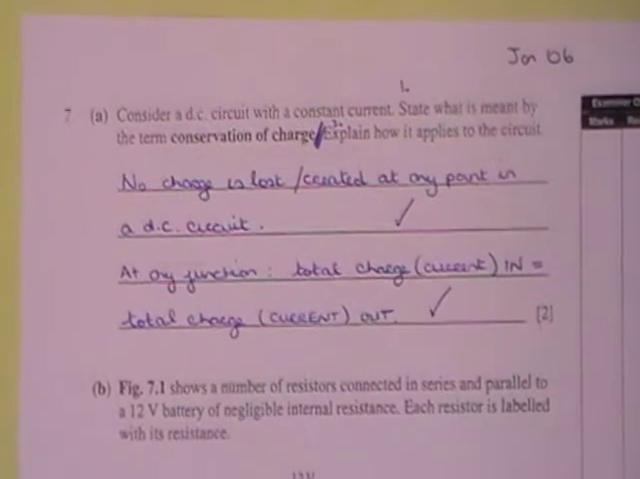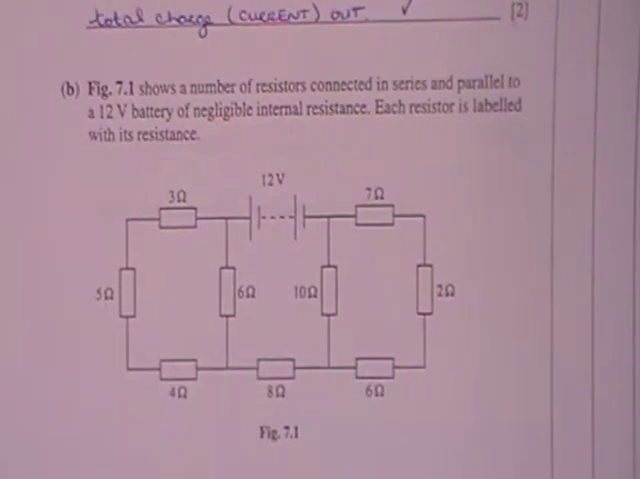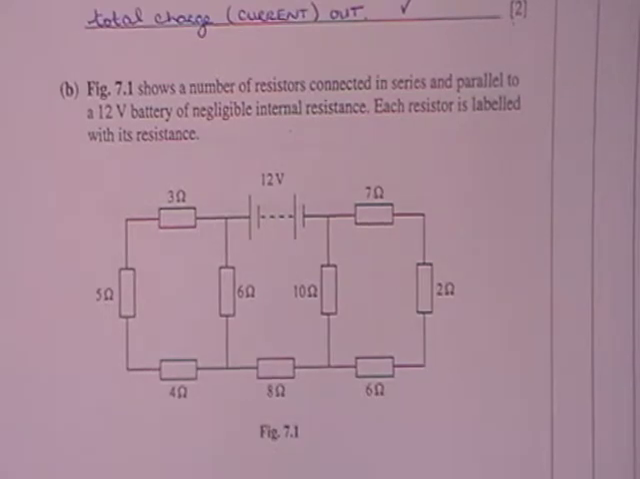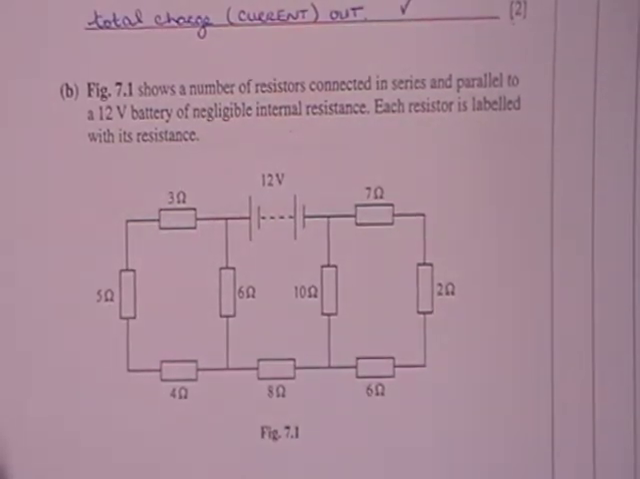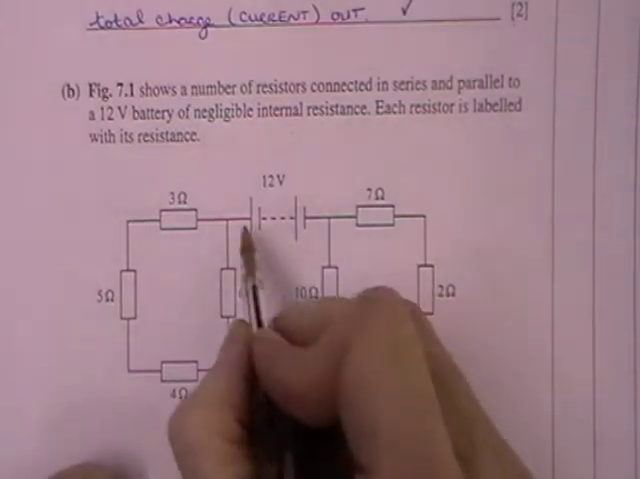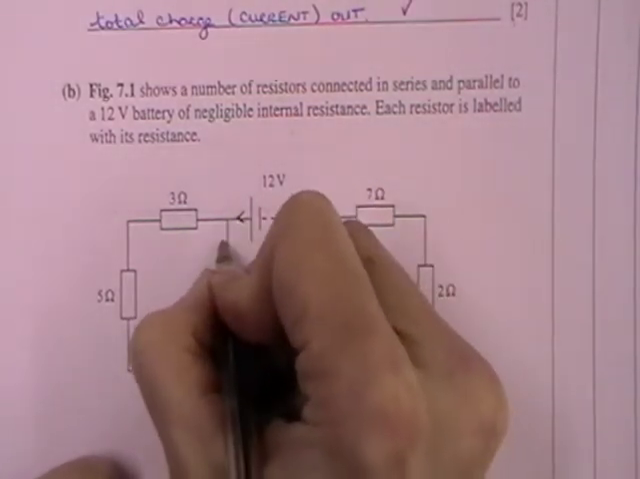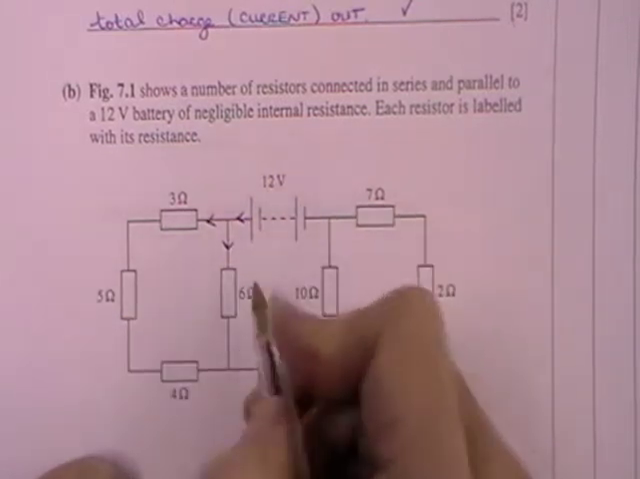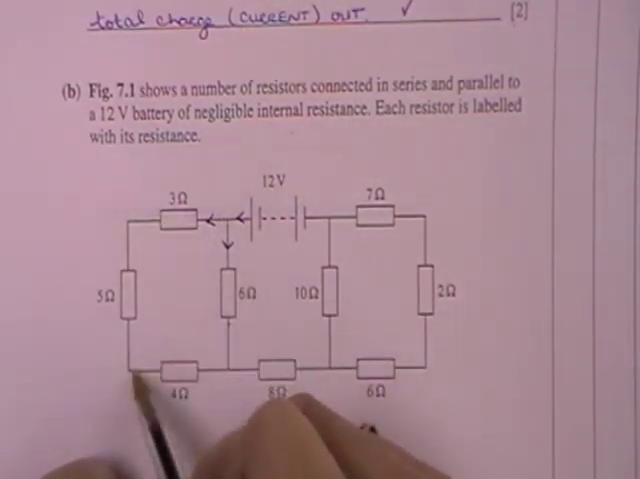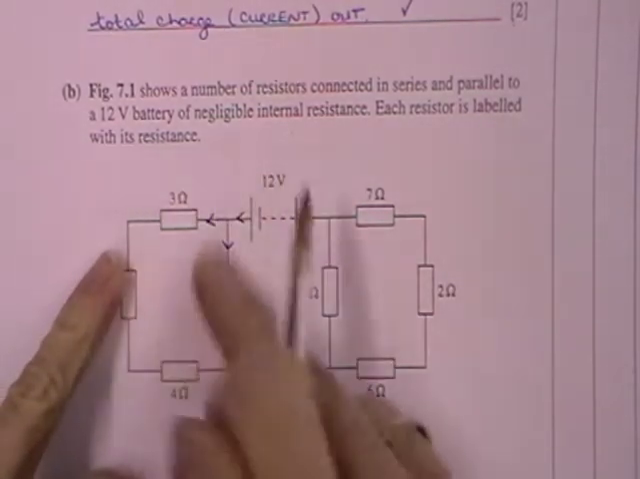Part B shows a number of resistors connected in series and parallel to a 12-volt battery of negligible internal resistance. Each resistor is labelled with its resistance. Now, what happens there is, consider the current coming out of the battery. The current's going to come here and it's going to split. And it's going to either split down through the 6 or over through the 3, 5 and 4. And so those 2 bits there are in parallel with each other.